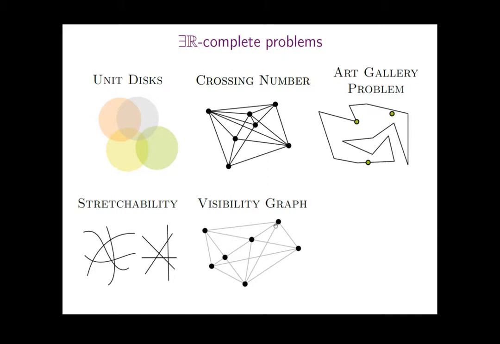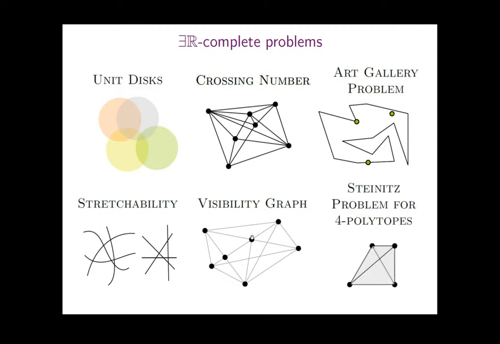Recognition of visibility graphs, meaning can this graph be represented as a visibility graph of points, and then realizing a combinatorial poset of height 4 as a polytope in R⁴. It's called the Steinitz problem for 4-polytopes. So all these geometric problems are existential R-complete, and this is why we should be aware of this complexity class, because for certain kinds of problems it really captures the complexity, and it shows us that a problem is not in NP where maybe we would expect it to be.